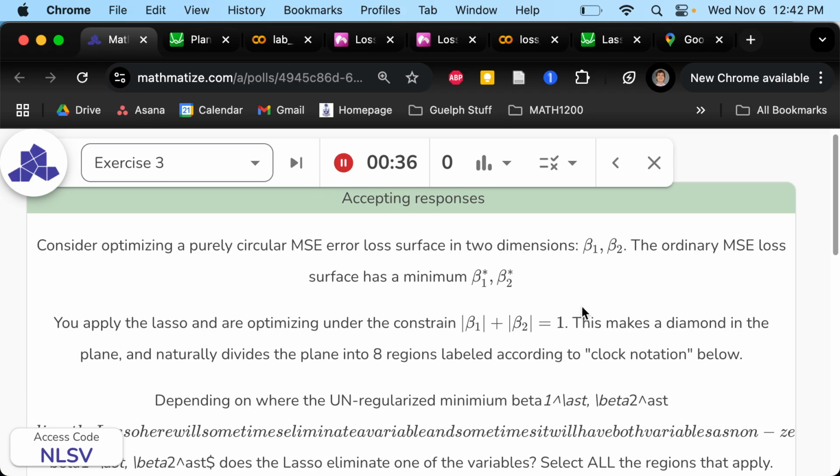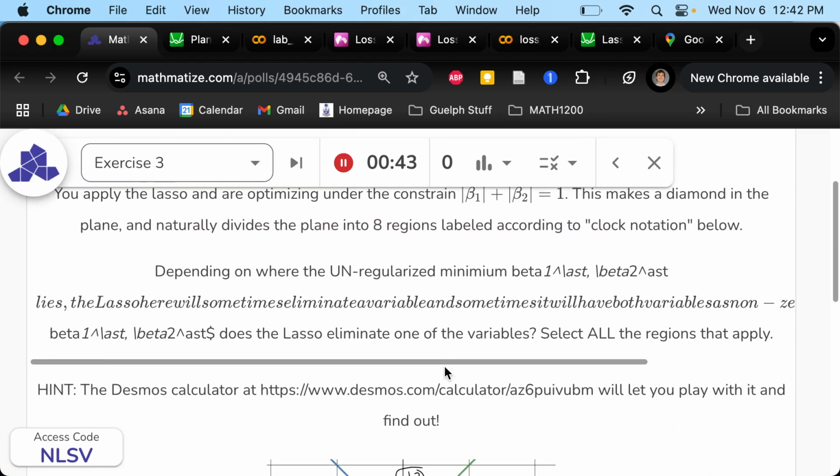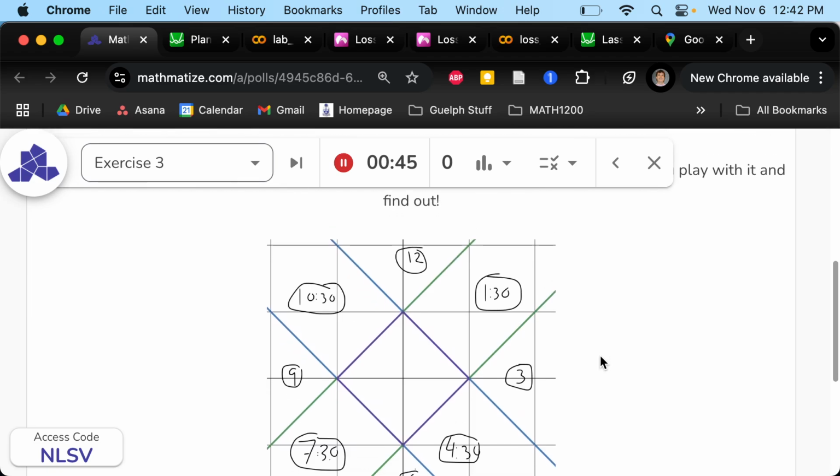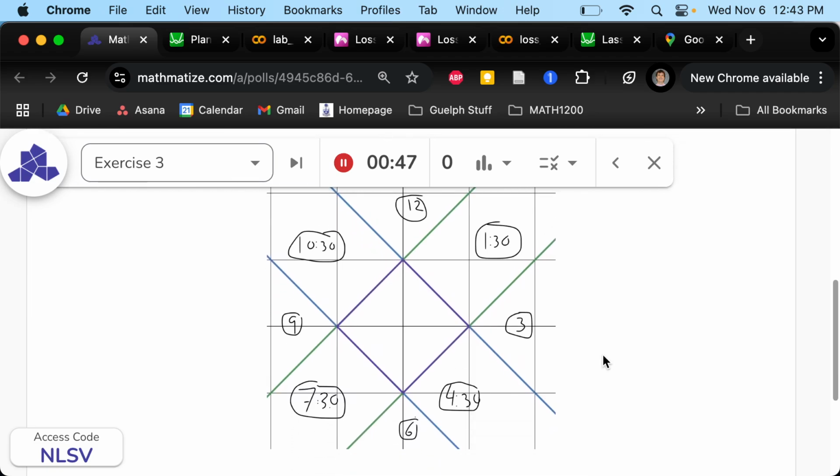This makes a diamond in the plane and naturally divides the plane into 8 regions labeled according to clock notation below. Here's the clock notation. I labeled the regions of the plane: 12, 1:30, 3, 4:30, 6, 7:30, 9, and 10:30. Those are the different regions that you can make.